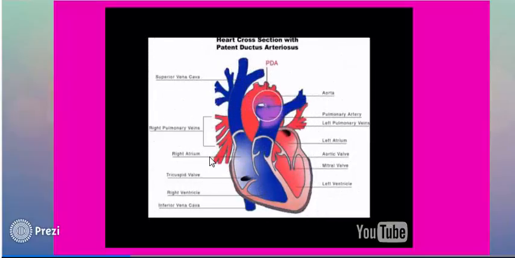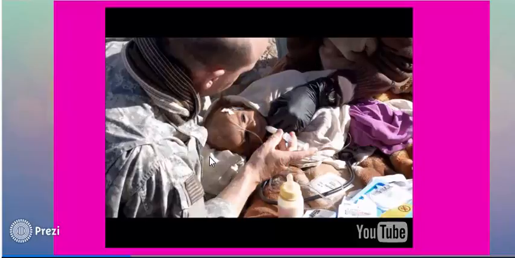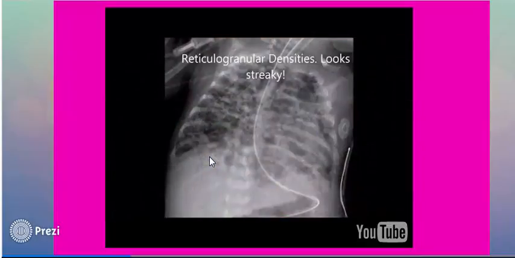So what makes you more prone to BPD? If you have a PDA, a patent ductus arteriosus, poor nutrition in utero, family history of asthma, and fluid overload in the first few days of life.